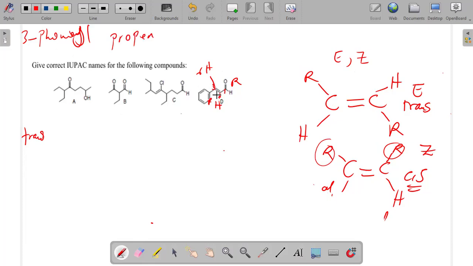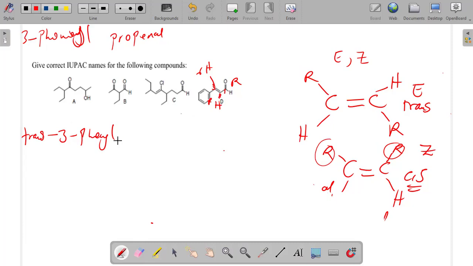Right? Now we're having an aldehyde, so this is going to be called a propanal like this, isn't it? Or a propenal like this, isn't it? Okay, so the substituent that you're having is just a phenyl group. So we can say this is a trans, and then at position number 3, we're having a phenyl group, isn't it? This is a phenyl group, the benzene ring is a phenyl group, okay?